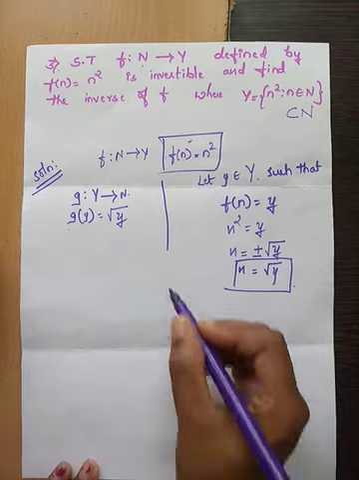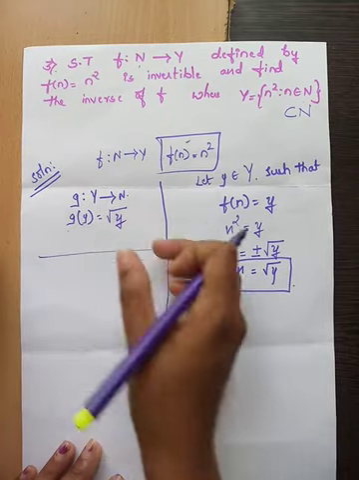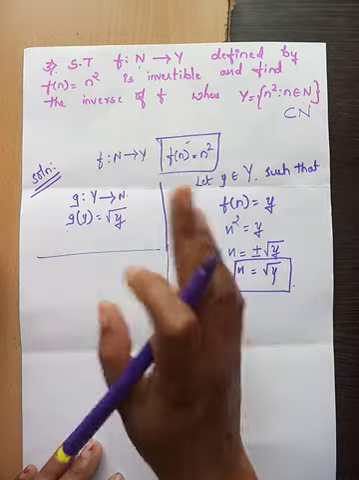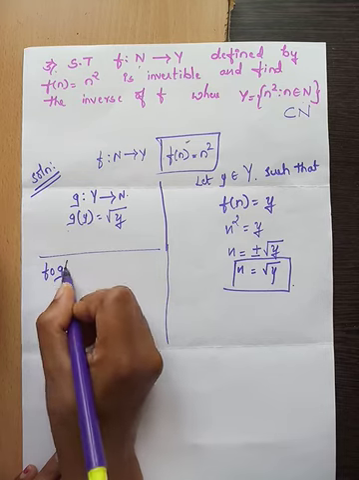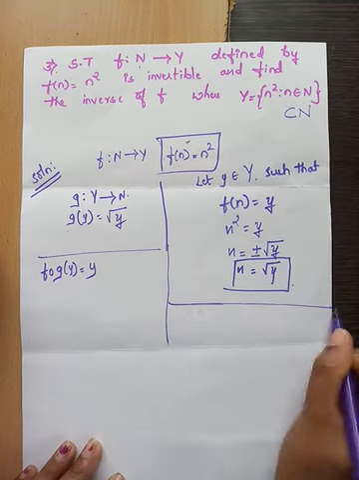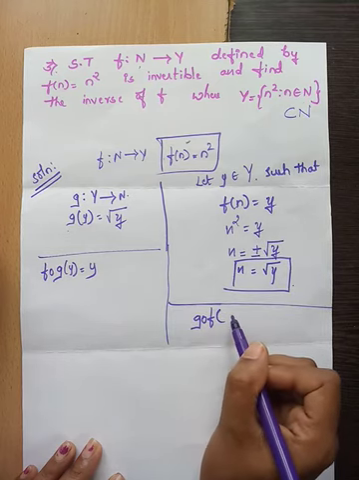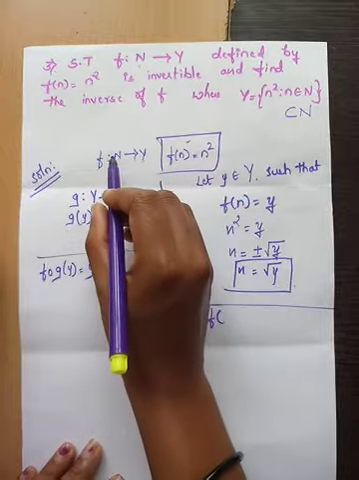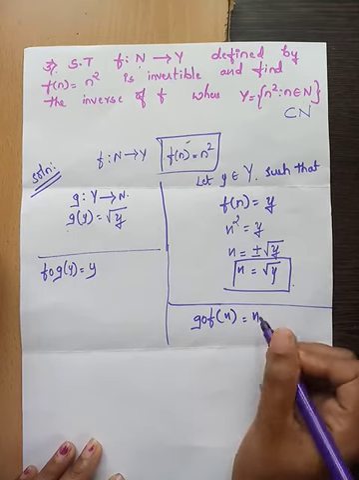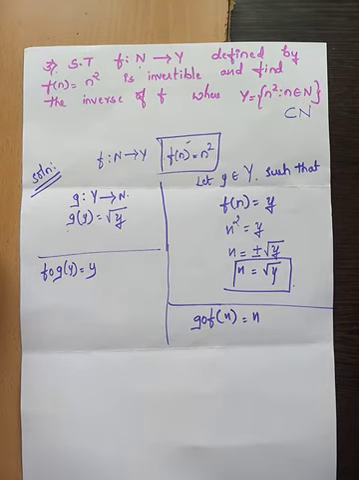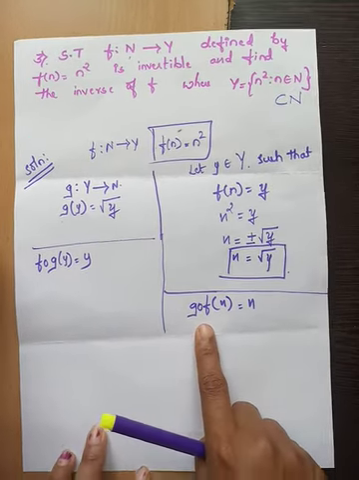Now, what do we have to show? We got the function g. We have to check whether this particular g is the inverse of f or not. For that, we have to show f composition g of y is y. What is the other thing we have to show? g composition f of n is n. So, we have two tasks in front of us: f composition g of y is y, and g composition f of n is n.